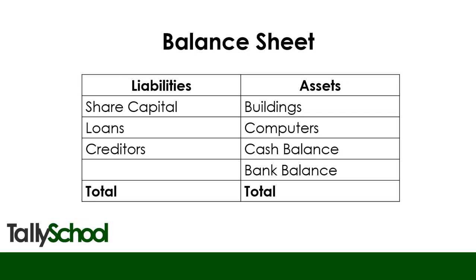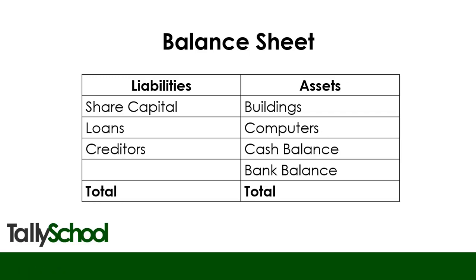Let's start with the asset side. Now here we have buildings. So buildings are our assets. We have purchased a building, or we might have taken lease on the building. We are using the building for our business, or we are doing the business in the building, and therefore they are our assets because we are using them to generate profit.